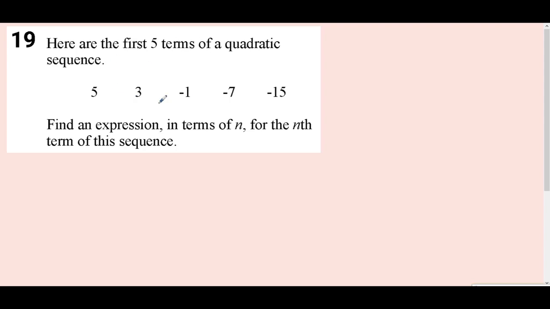Question 19, we're looking at the quadratic sequence. So first thing we're going to do is look at the differences. We've got subtract 2, subtract 4, subtract 6, subtract 8. So the second difference is subtract 2, subtract 2, subtract 2. So my coefficient of n squared will be negative 1n squared, because my coefficient of n squared is going to be half the second difference, provided the second difference is constant.